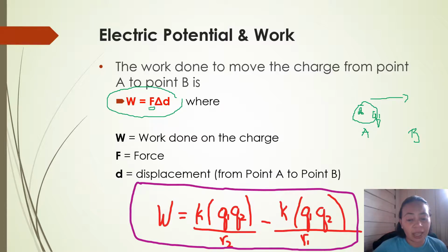Work is equal to K times the quantity Q1 Q2 over R2, since you have 2 points already, minus K times the quantity Q1 Q2 over R1. Notice that you already have 2 points. This is the first point, R1, and after it moves, its new location or displacement is R2. So this will be your formula. Let's have an example of that later.